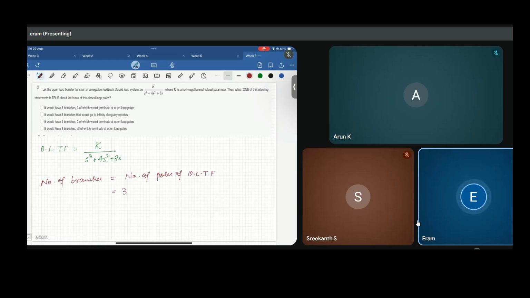And the second part is asking: out of these 3, where would these terminate? Are there any zeros in the open loop transfer function? Since there are no zeros, and we know that the root locus terminates at the open loop zeros, then where would these branches terminate?